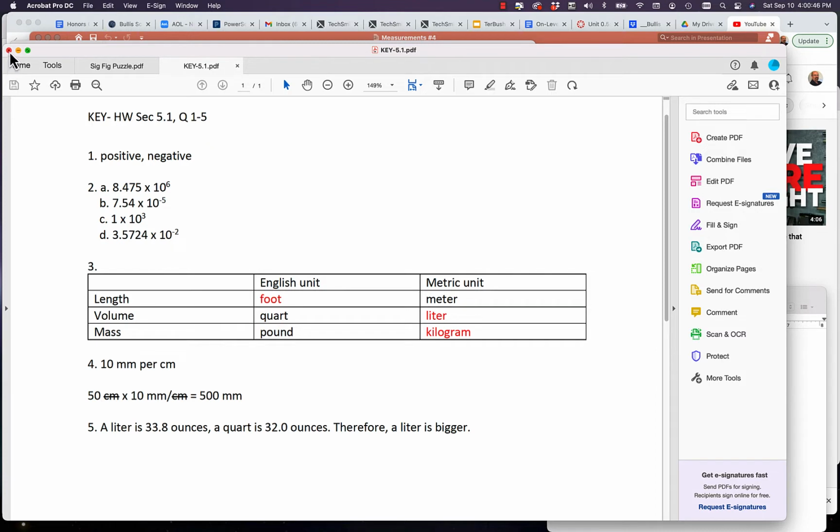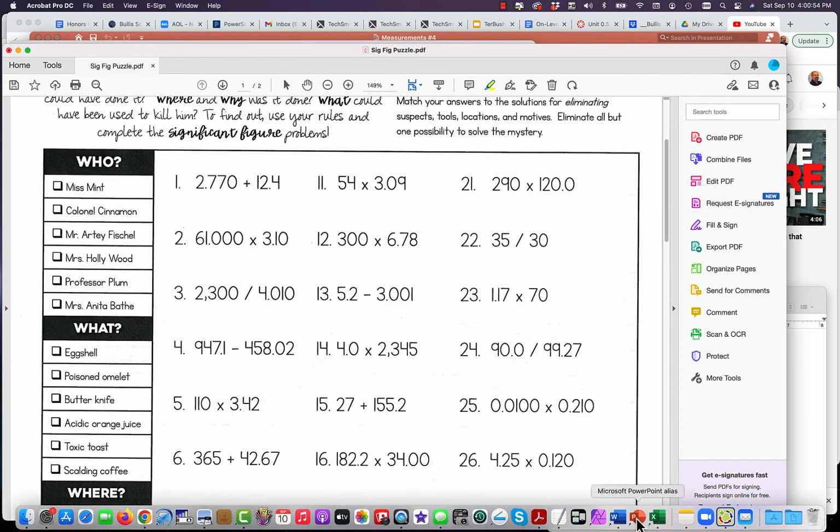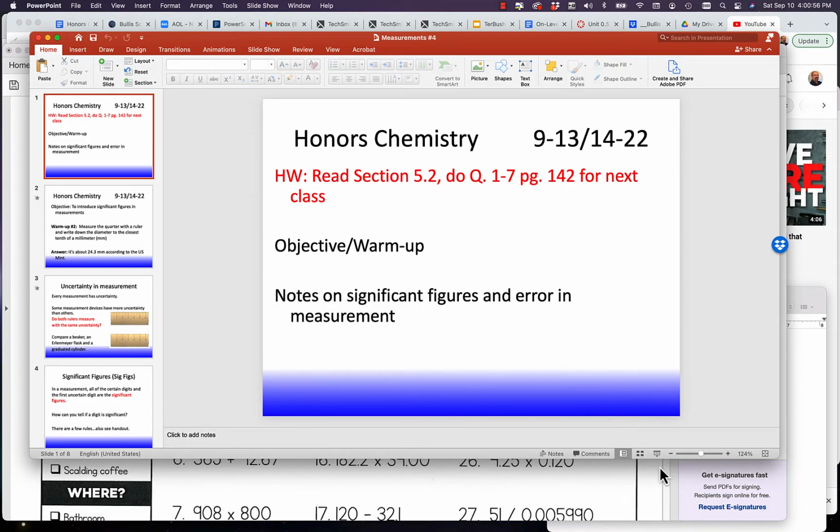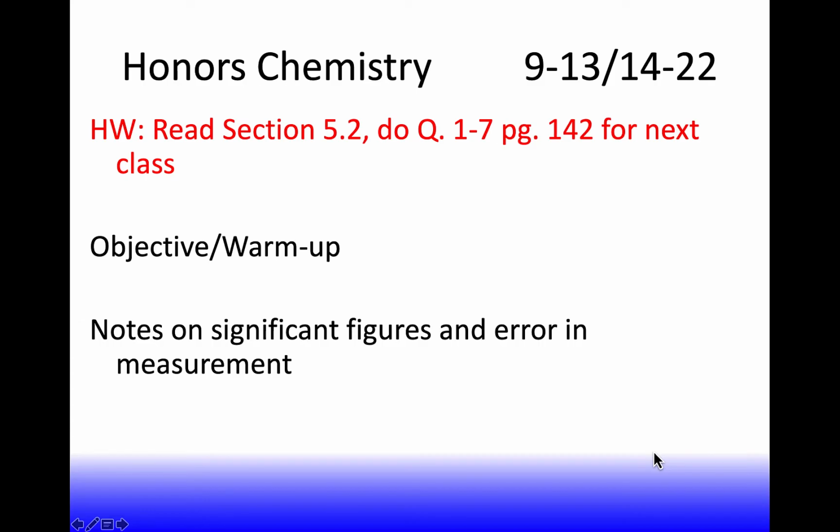Okay, so we'll go over the homework, and I'm going to go ahead and take a quick look. Let me just close the current tab, and we'll pop up the notes for today. Okay? Now, you do have a homework assignment. You have a reading of section 5.2, questions 1 through 7. It's due for the next class. Okay? And today we're going to talk about significant figures and error in measurement.